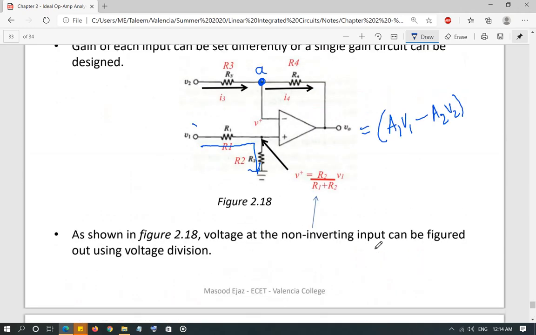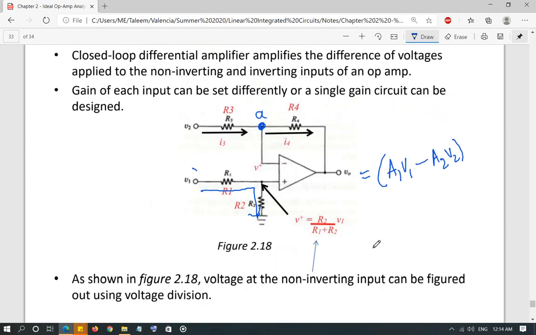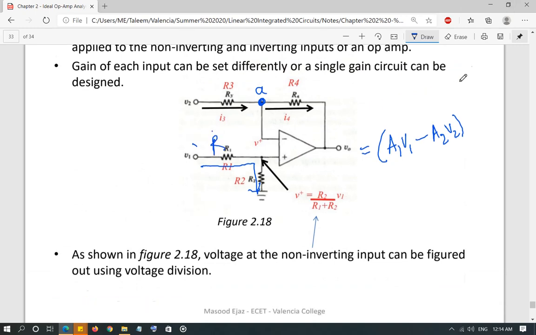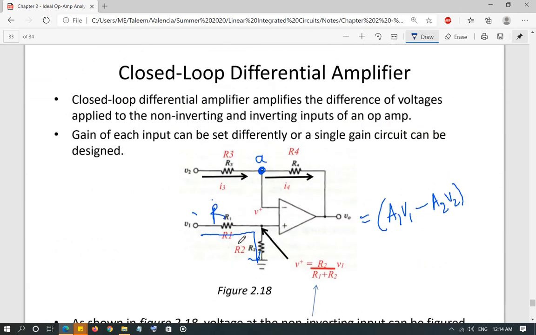Okay, so if you want a balanced amplifier, then R1 is R right here. The value of this is going to be R, R2 is going to be A times R, R3 is going to be R, and R4 will be A times R. Whatever gain A you want from the circuit, right? If you want 10, and if R is 1 kilo ohm, then this is 1 kilo ohm, this is 10 kilo ohm, this is 10 kilo ohm, this is 1 kilo ohm.